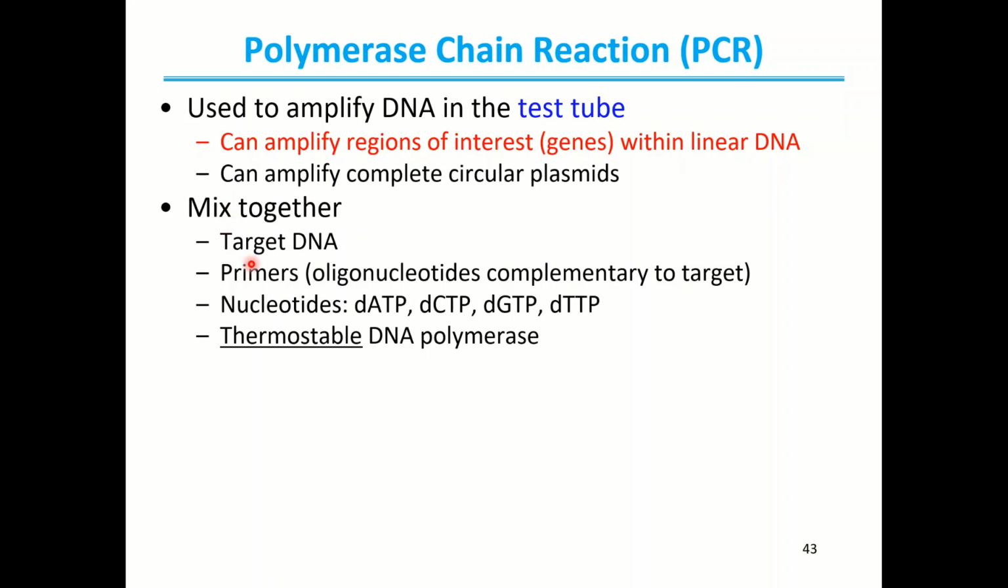How you do this is you mix together your target DNA and primers that are complementary to your target. Primers are shorter sequences, something like 15 to 30 nucleotides long. You also put in the deoxynucleotides, the triphosphate versions of them: deoxy ATP, CTP, GTP, and TTP. Those are going to be your building blocks to make new copies of your target DNA.